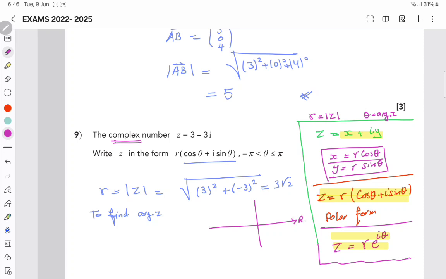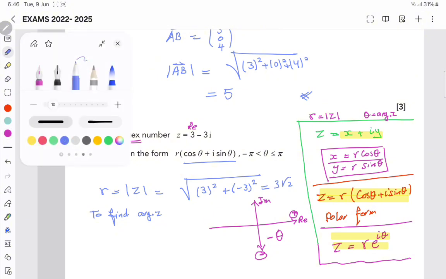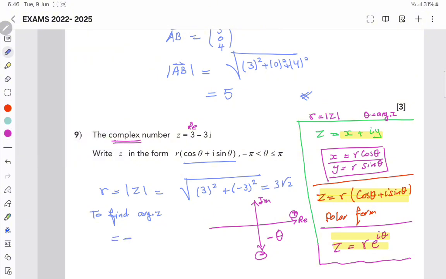Always we have real on the x and the imaginary on the y. What about the real? Is it positive or negative? It's positive, so it will be here. The imaginary is negative, so it will be here. And as you know, if it's in the fourth quadrant, it will be negative theta. So the argument here will be negative, and substitute theta by tan inverse of y, which is 3 in positive sign because the sign is for the position, divided by x, 3. So the final answer, evaluate that. Tan inverse of 1 will be pi over 4, so it will be negative pi over 4.